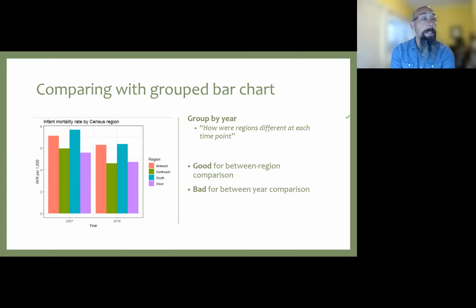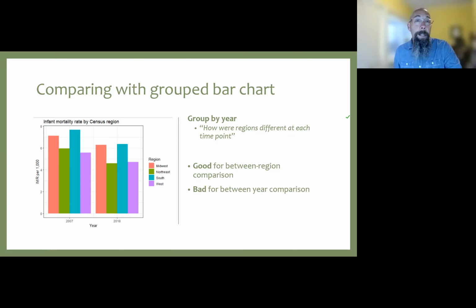So comparing two numbers. All right, now you've already professed your love for bar charts. So we can do lots of things with bar charts. One thing we can do is grouped bar charts. They look different depending on the software you're using. So this is in R, and I could tweak this more to make the spacing different. But in this case, we're grouping by year, which is to say I've put all of the region data, this is now infant mortality rate data, together for 2007 and together for 2018. I'm showing region. And so what I'm able to do is say, how are regions different in 2007 and how are they different in 2018? So it's good for between region comparison. It's not very good for between year comparison.